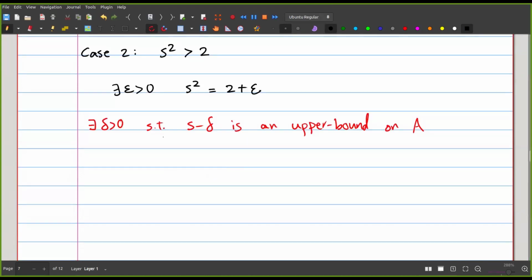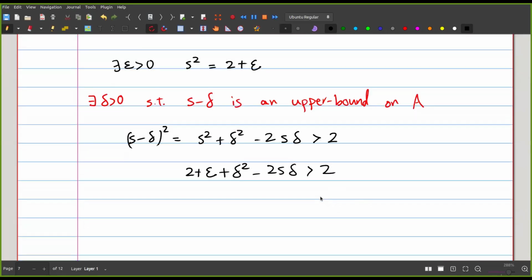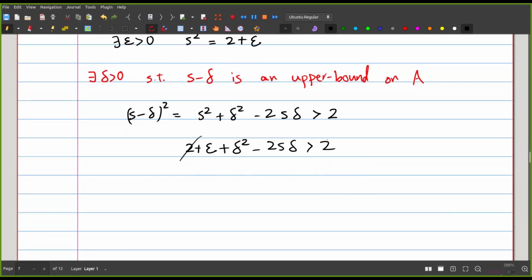Okay. Again, I'm going to do the same thing as before. What is (S minus delta) squared? It's just going to be S squared plus delta squared minus 2S delta, right? And I want this to be greater than 2. So I want to choose my delta such that this whole thing is greater than 2. Now, I know that S squared is 2 plus epsilon, so I want 2 plus epsilon plus delta squared minus 2S delta to be greater than 2. Okay, so cancel the 2's from the two sides.